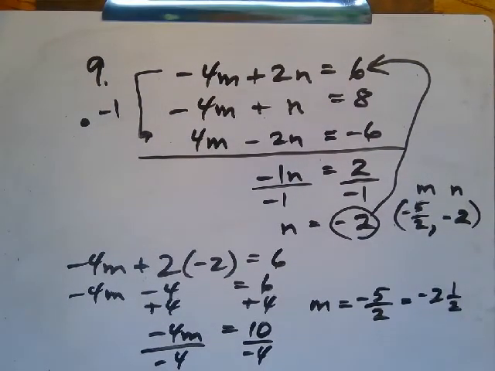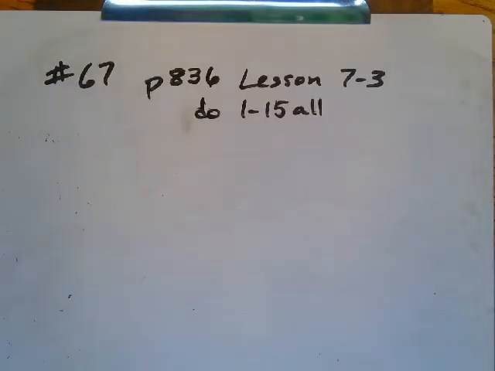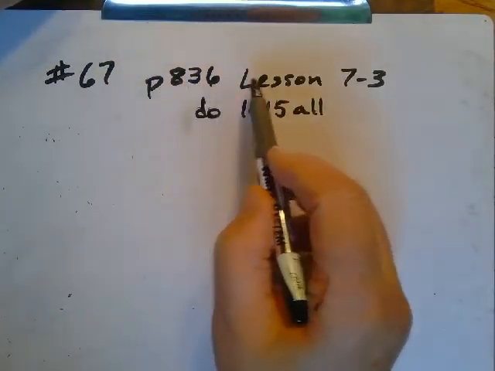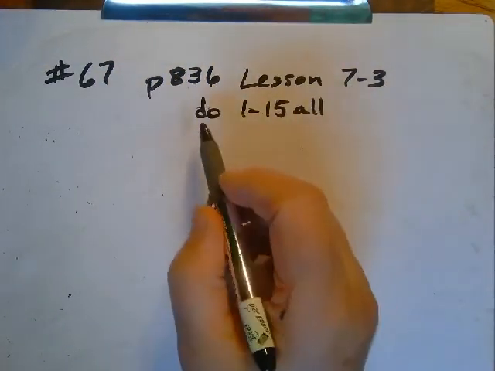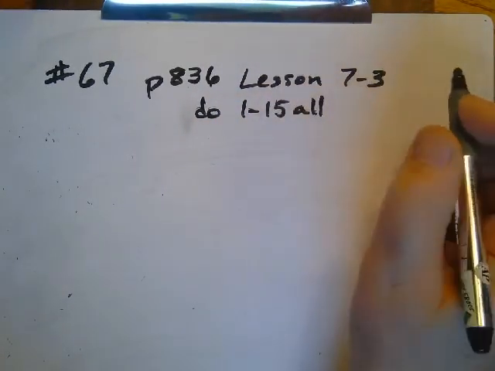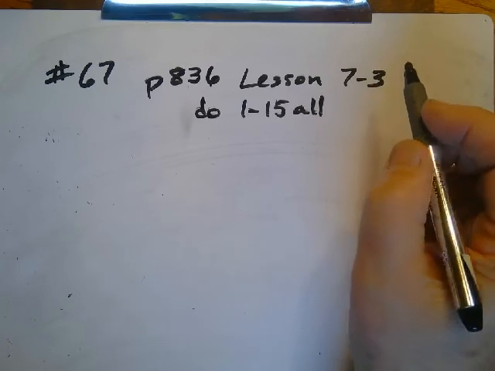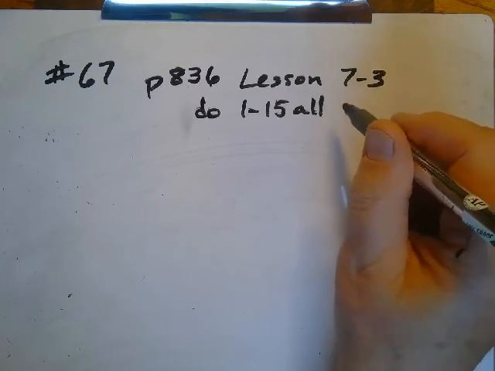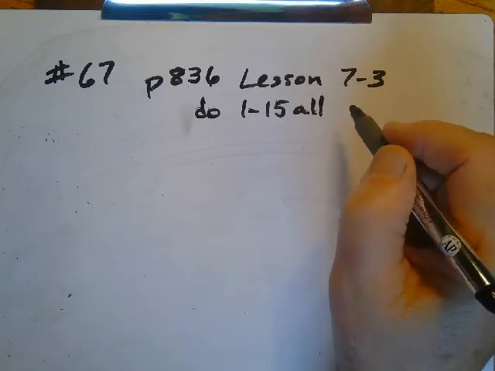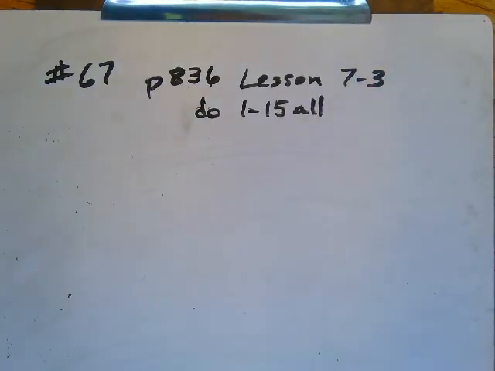All right, here's your assignment for tonight. It's number 67. It's from the back of your book, page 836, lesson 7-3. Do 1 through 15 all. You can go back to the chapter 7-3, look at the examples in there if you'd like, do some more problems. But this shouldn't take you too long, but make sure you're prepared to know how to deal with elimination. All right, we'll see you on the next video where we're talking about 7-4.